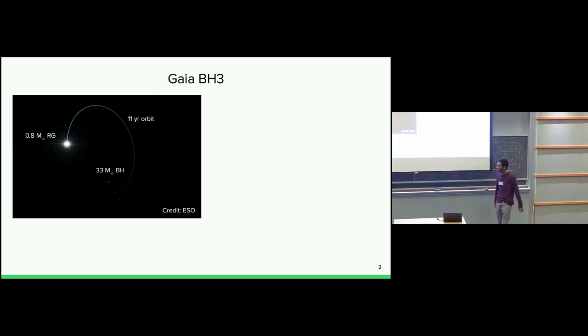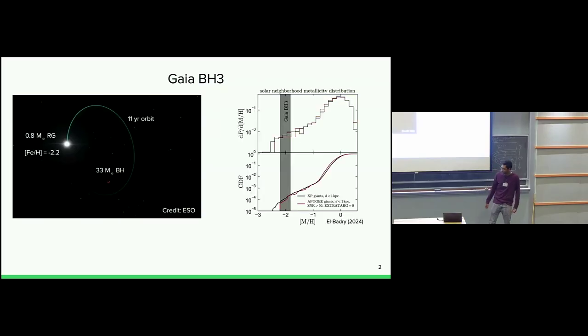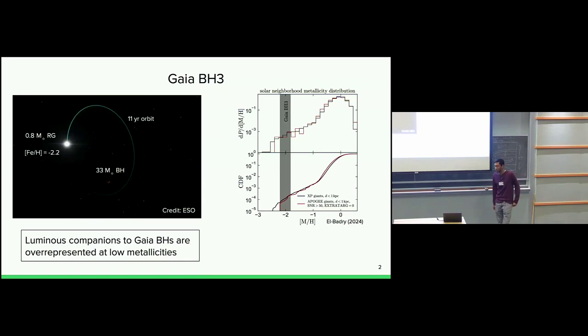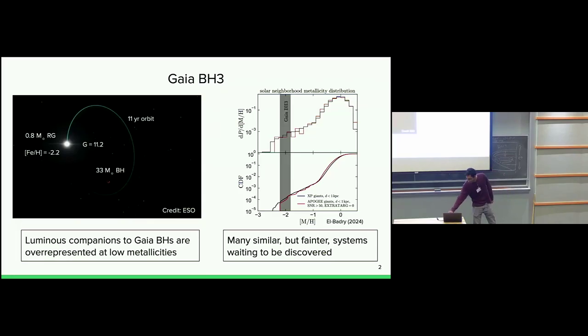But perhaps even more interesting is that the red giant is quite low metallicity, just -2.2. And if we look at all of the red giants in our solar neighborhood and look at their metallicity distribution, we see that only 1 in 10,000 of these red giants is as metal poor or more metal poor than the red giant in Gaia Black Hole 3, which implies that luminous companions to Gaia black holes are actually overrepresented at low metallicities. Furthermore, the red giant is pretty bright, with a G-band magnitude of 11.2, which seems to suggest that there might be many similar but fainter systems that are still waiting to be discovered.